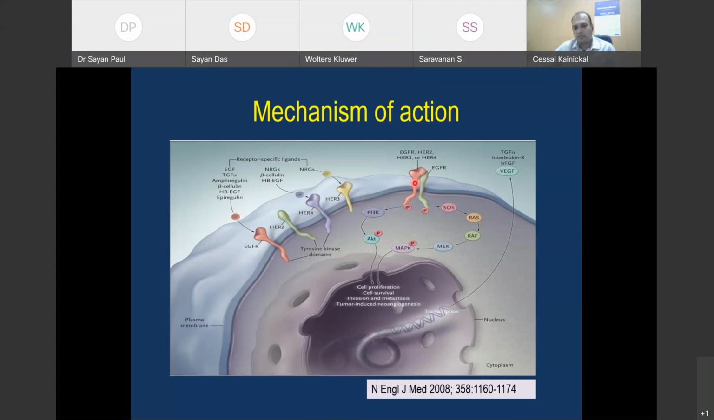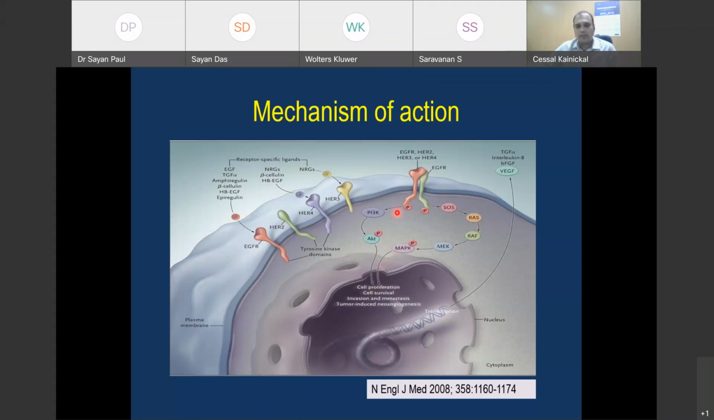Once the homodimerization or heterodimerization occurs, there is activation through autophosphorylation of the tyrosine residues. Once the phosphorylation occurs, two pathways get activated. The first is the RAS, RAF, MEK and MAP kinase pathway, which leads to cell cycle progression and gene transcription, from G1 to S phase. It leads to cell proliferation. This is the first pathway.